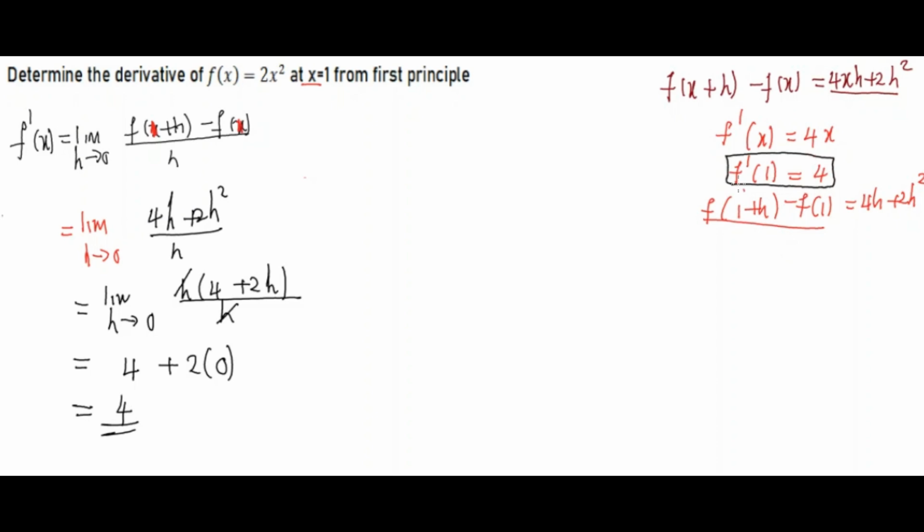So that's how you deal with the first principle. Hopefully now you will get it.